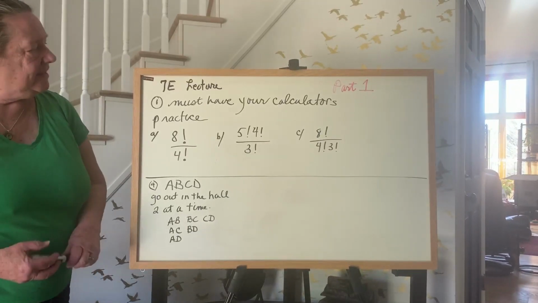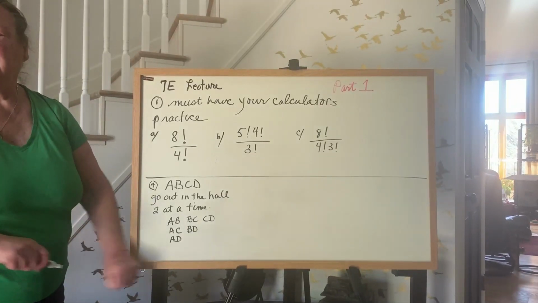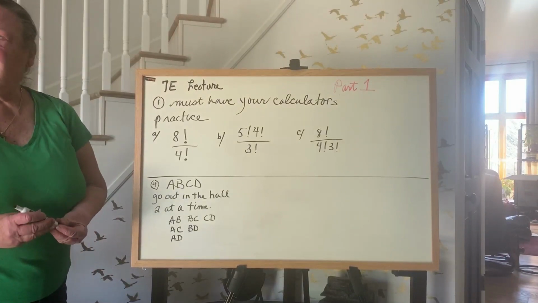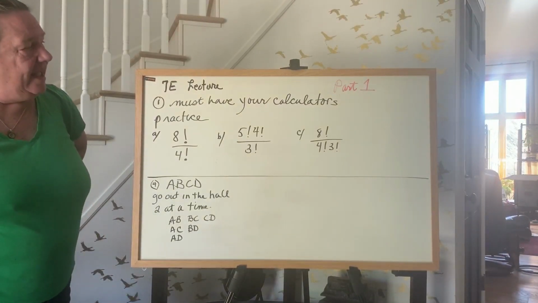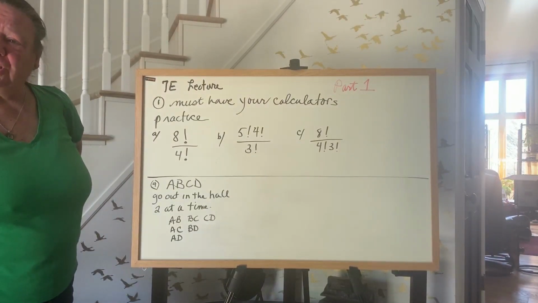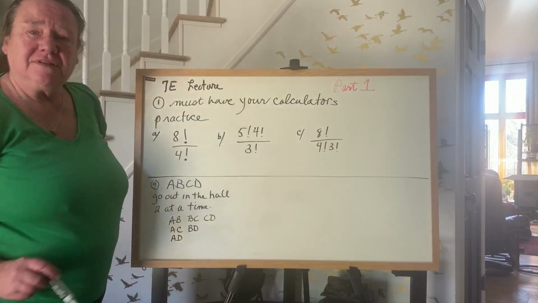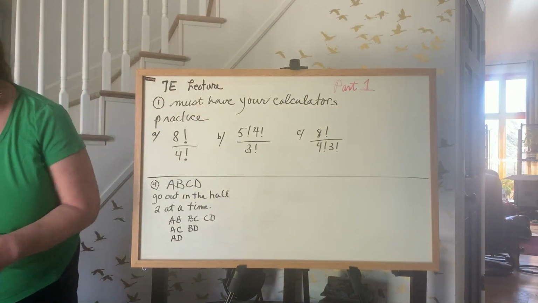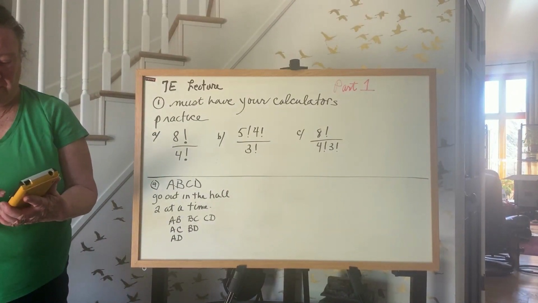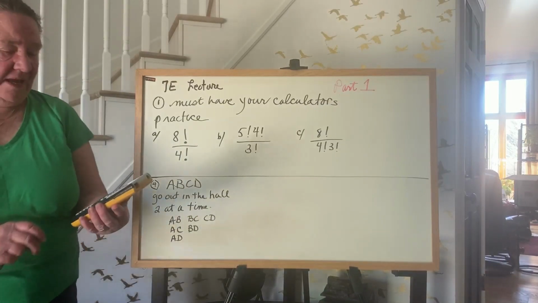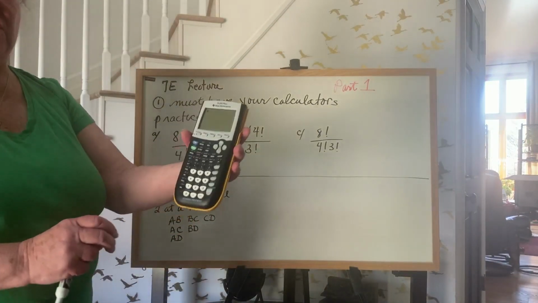Good morning. Today we're going to talk about the 7E section, and that's called permutations and combinations. When we get to those, I will spell them out for you. But first, let's practice on our calculators, okay? I will demonstrate on both calculators. So here is the first.